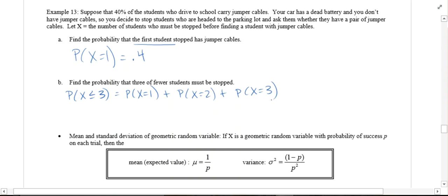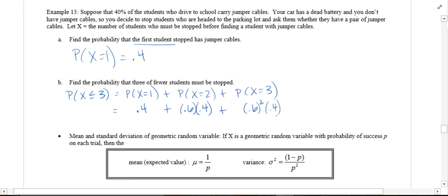Okay, so let's write these probabilities out. See if we can find our pattern. So probability x equals 1, 0.4. If I had to ask 2 people, that means that the first one must have failed, and then the second one was a success. So the first is a failure, so 0.6, and then the next one was a success, so 0.4. The situation where I had to ask 3 people means that I had a failure and then a failure, so 2 failures, and then my success.